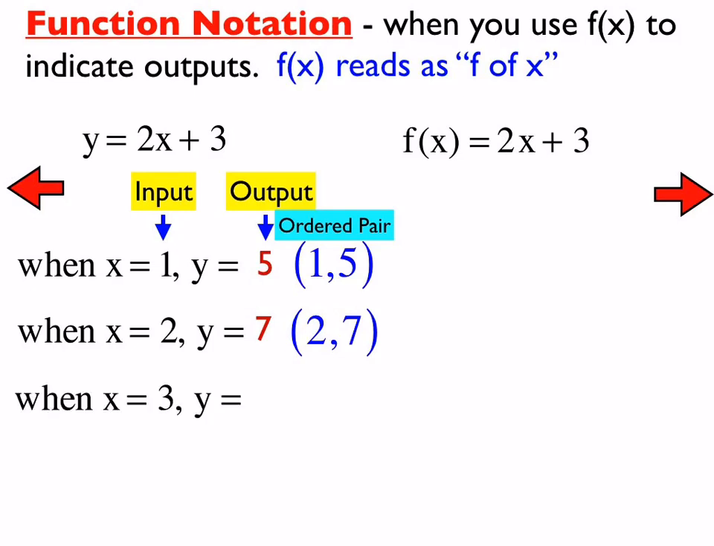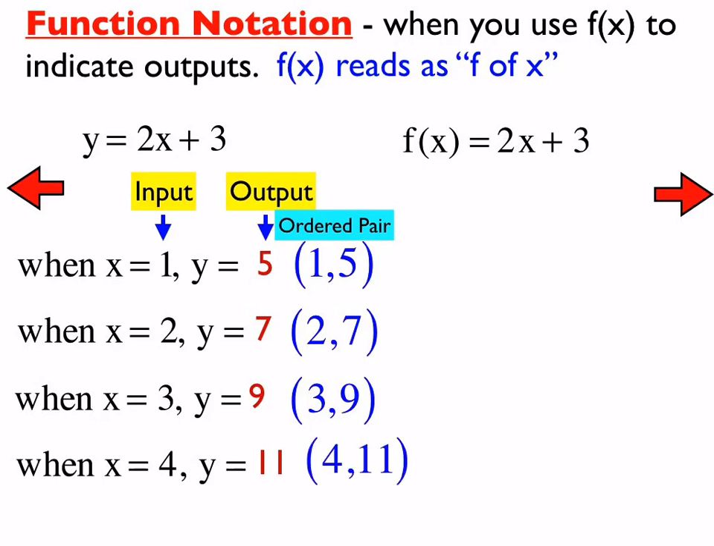Okay, so when x is 3, y is clearly 9. 2 times 3 is 6, and 6 plus 3 is 9. That leads to the ordered pair 3 comma 9. When x is 4, 2 times 4 is 8, and 8 plus 3 is 11. That leads to the ordered pair 4 comma 11. Nothing even close to complicated with that.